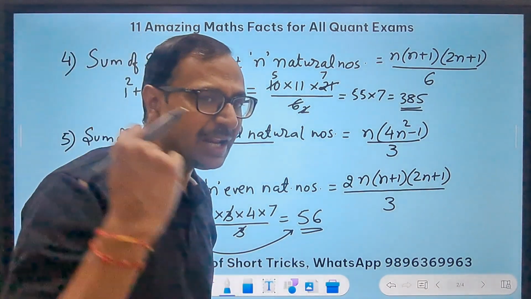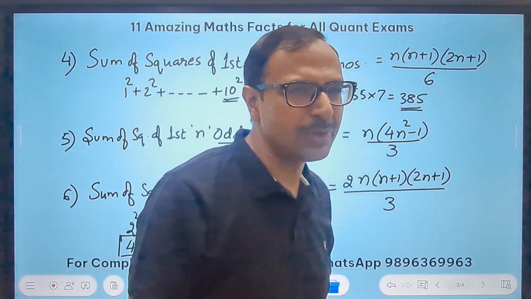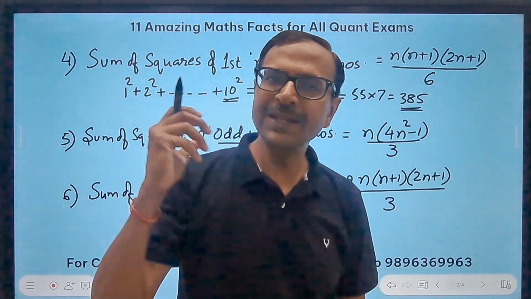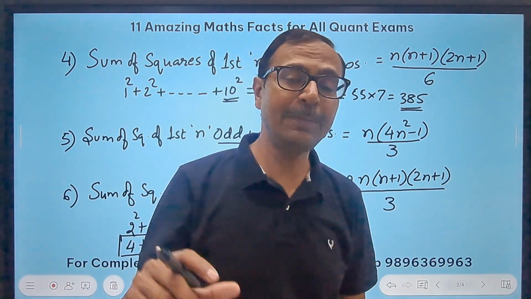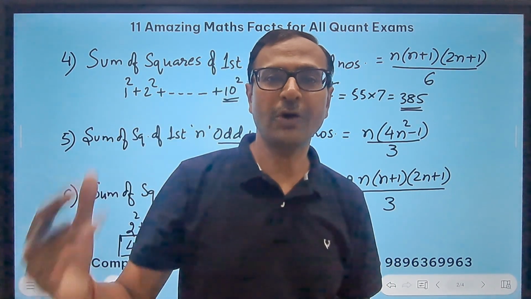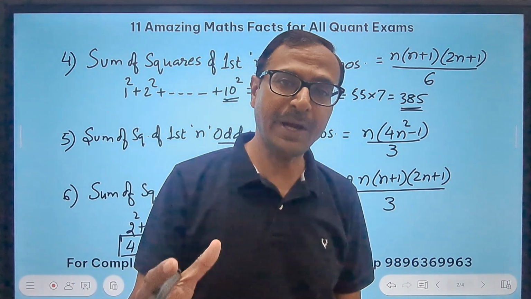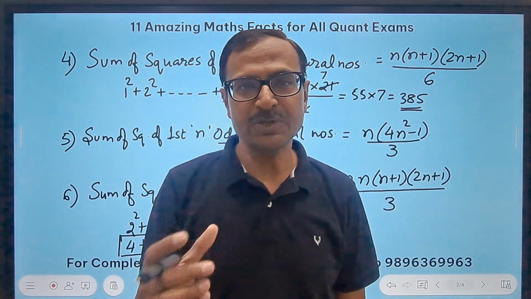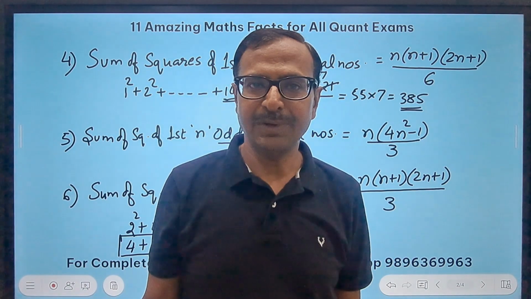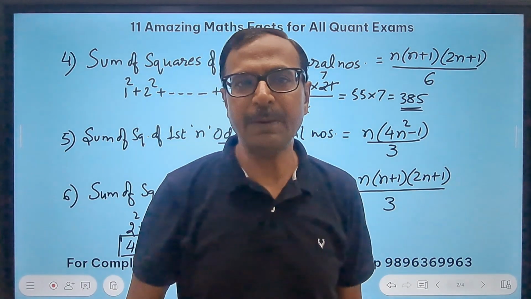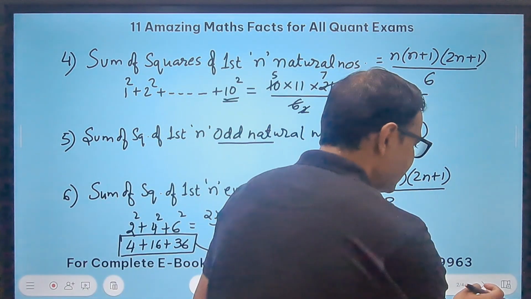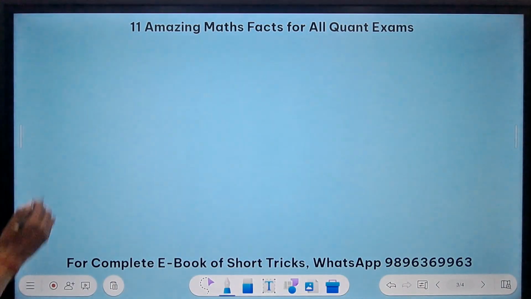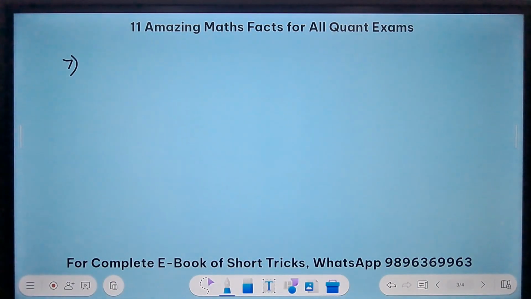Likewise, you have a trick for everything. You know, quantitative aptitude is all about smartness and knowing these things. If you don't know these things, you will be following those long traditional methods which will eat up so much of time that you will not be able to complete the paper within time. Okay, let's see the next one. The seventh one for the video.